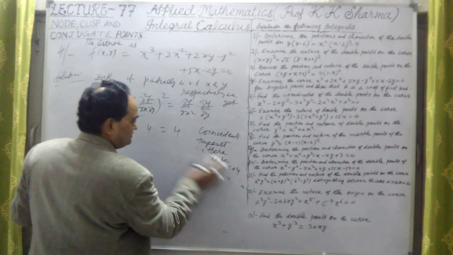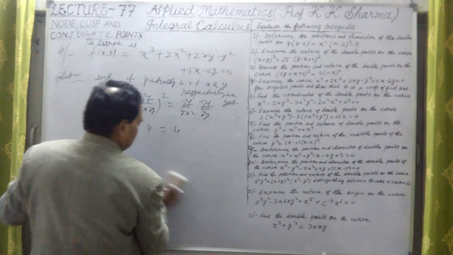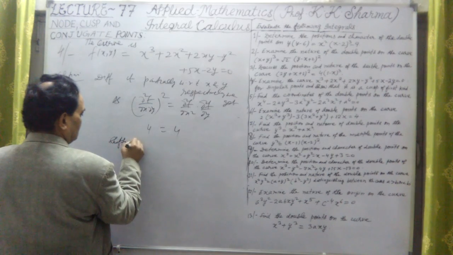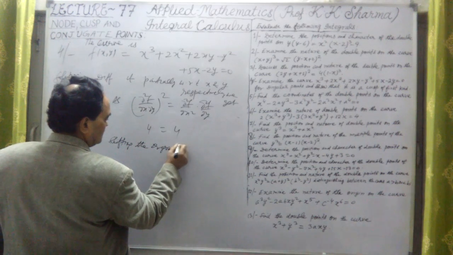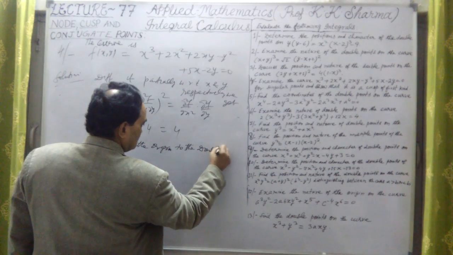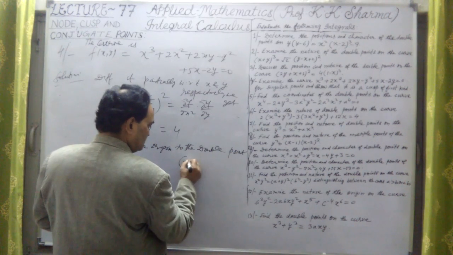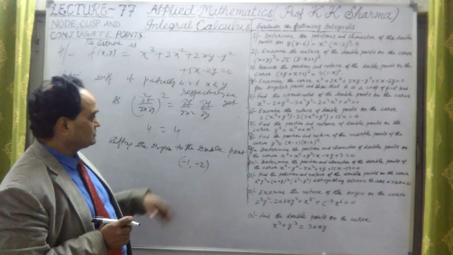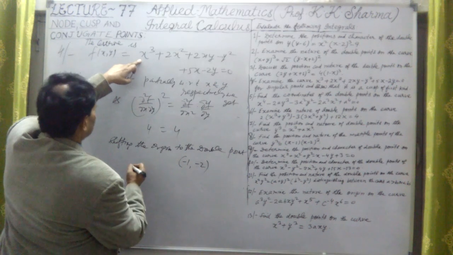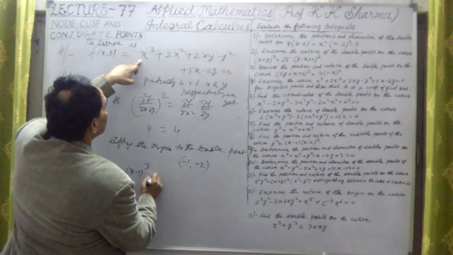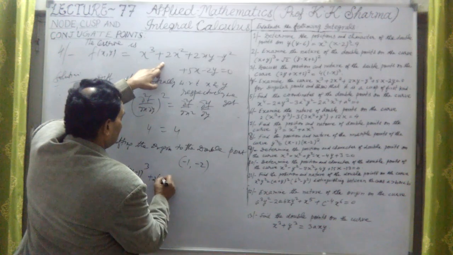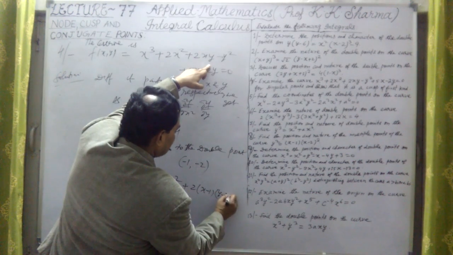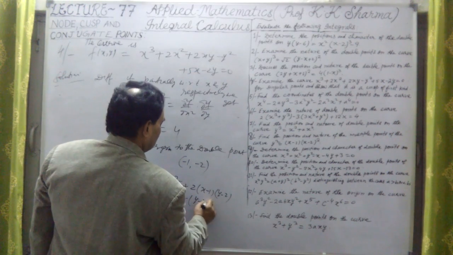Let me check. Shifting the origin to the double point, minus 1 and minus 2, which we have just calculated. It's a double point here. Shifting the origin, what we do is put here in place of x as x minus 1. It will be x minus 1 whole cube, plus 2 into x minus 1 whole square, plus 2 into x minus 1 into y minus 2, minus y minus 2 whole square.